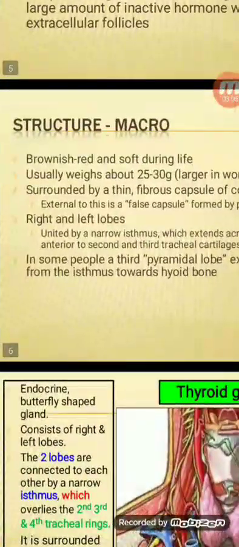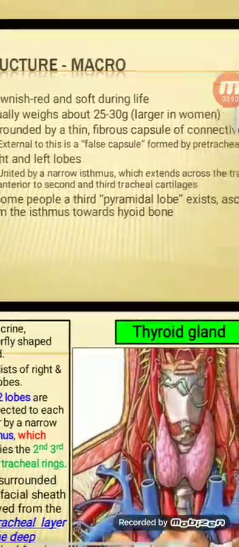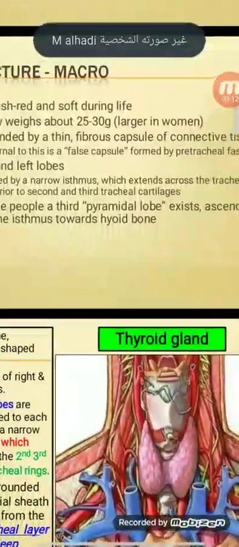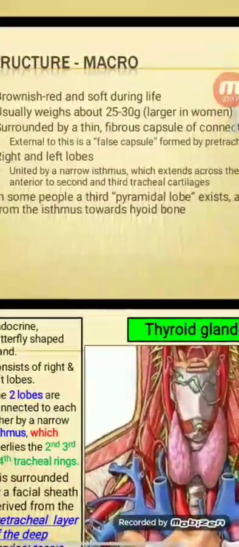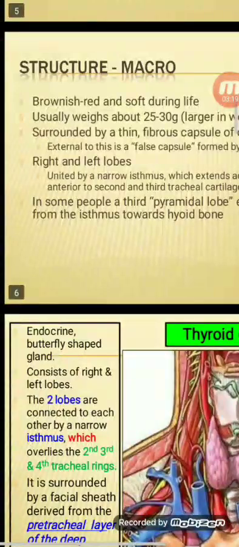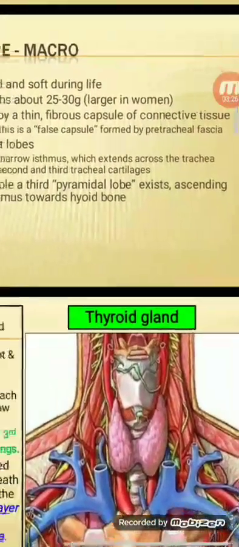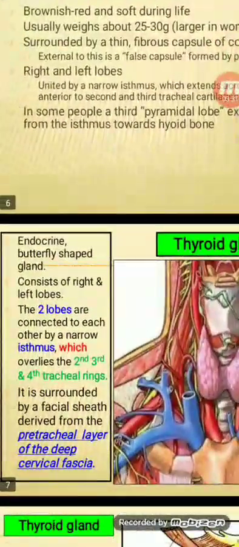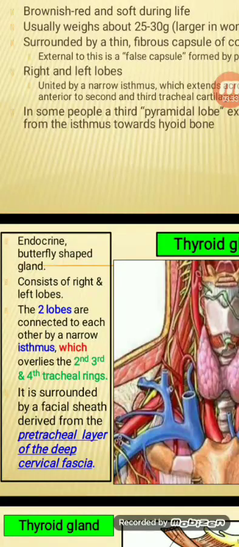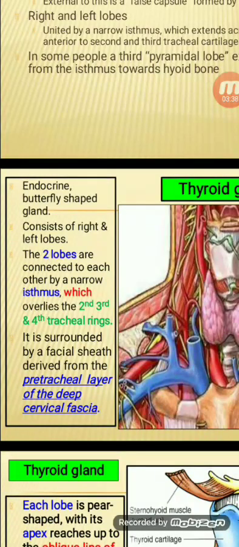Take a look at the two lobes, which are connected by the isthmus, which extends across the trachea anterior to the second and third tracheal cartilages. In some people, about 20 to 40%, a pyramidal lobe exists, ascending from the isthmus towards the hyoid bone. The hyoid bone is at the level of C3. Shaped like a butterfly once again.